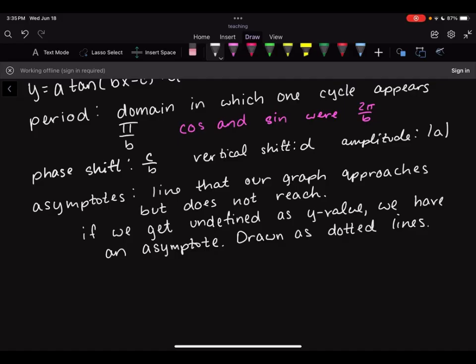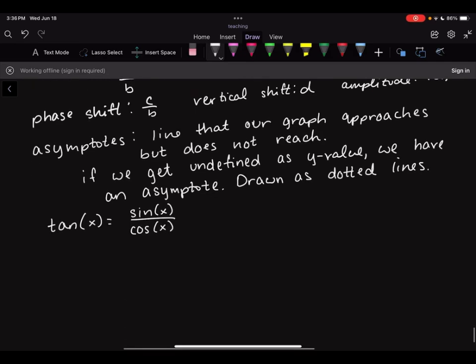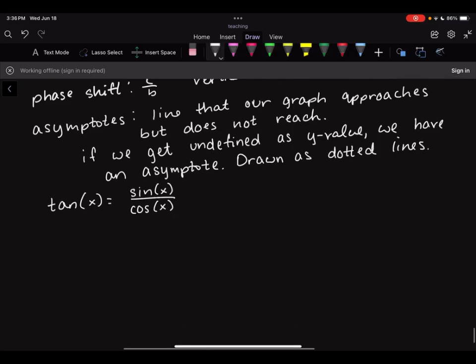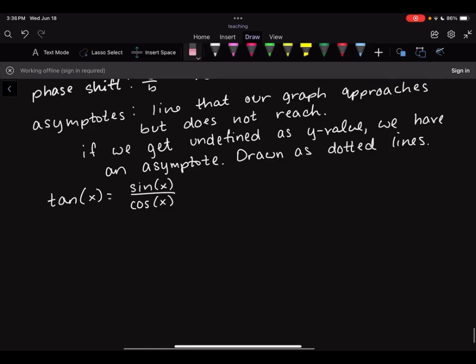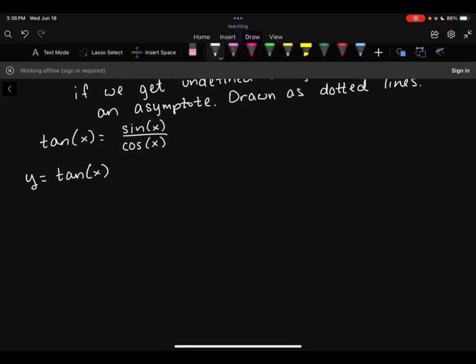And so first I just want to remind you what tangent is. A big way we'll talk about tangent today is I want to remind you that tangent is equal to sine over cosine. And so if we want to talk about the original tangent graph, I'm going to first graph that and show you what we're going to be working with.